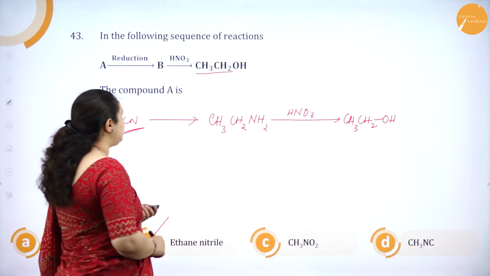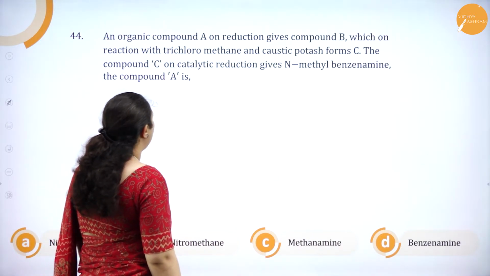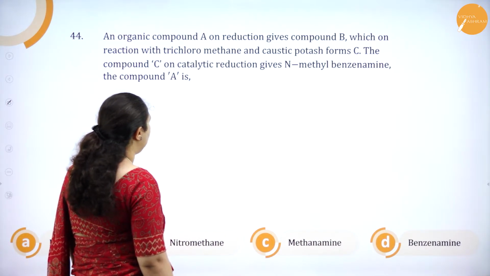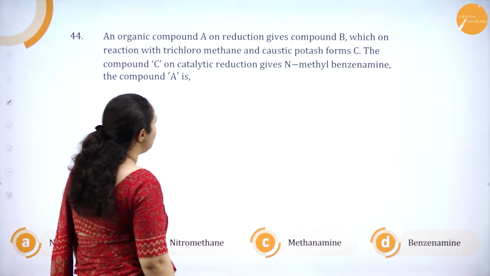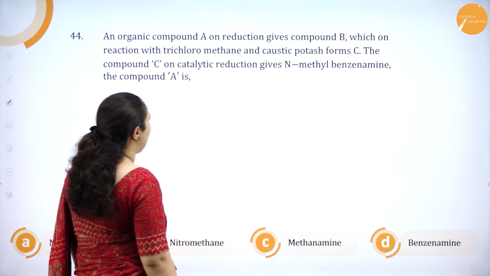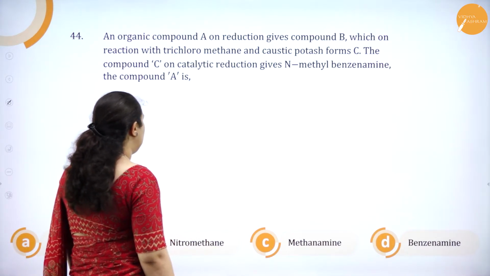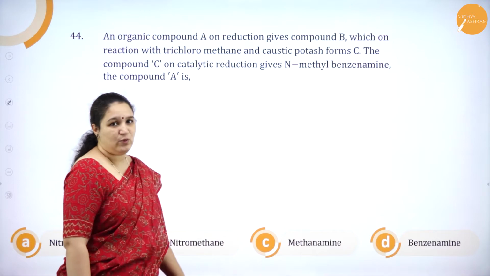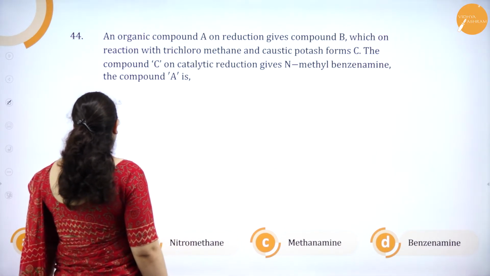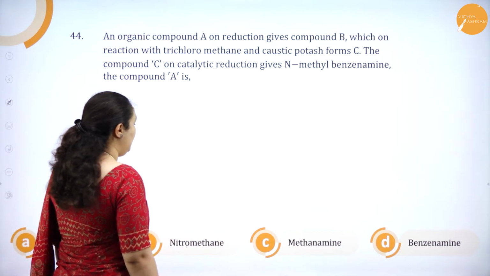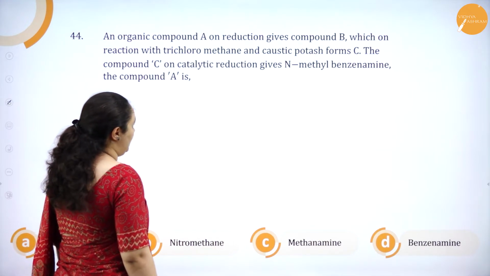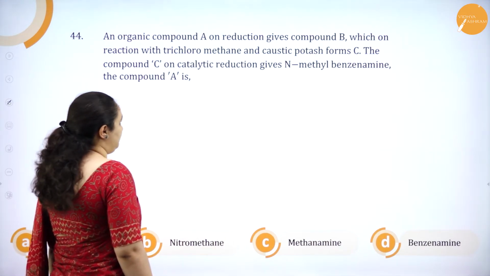43rd question. Next one, an organic compound A on reduction gives compound B, which on reaction with trichloromethane and caustic soda forms C, and the compound C on catalytic reduction gives N-methyl benzenamine, and the compound A is. This is a little higher level question which they have asked. Okay, we'll just see the options: nitrobenzene, nitromethane, methanamine, benzenamine.